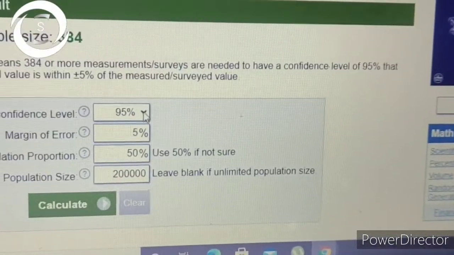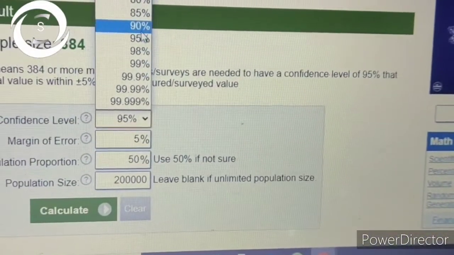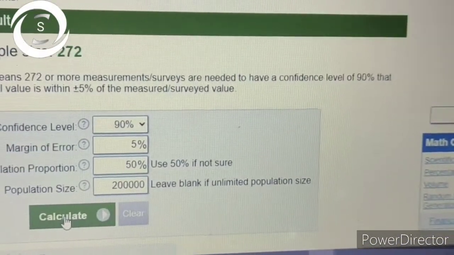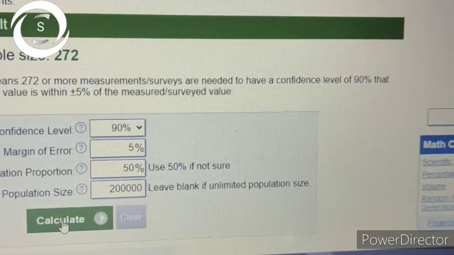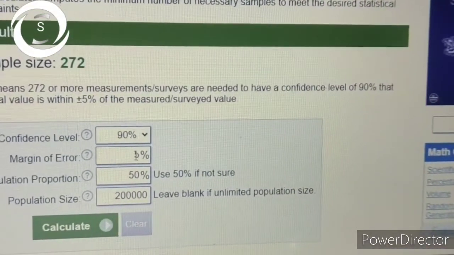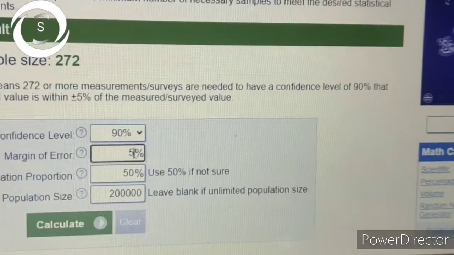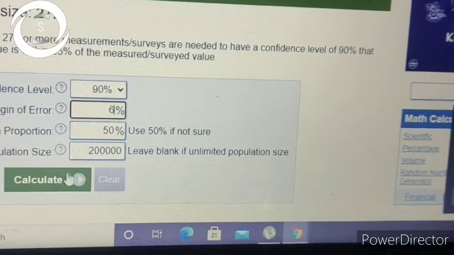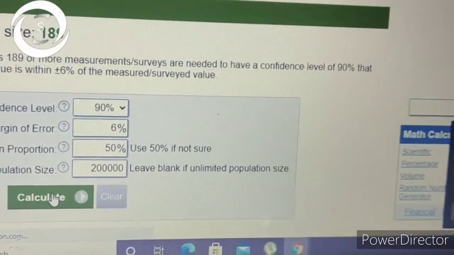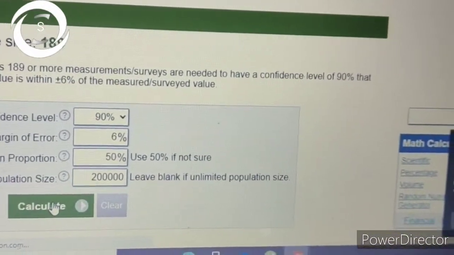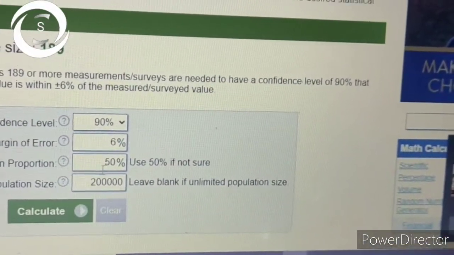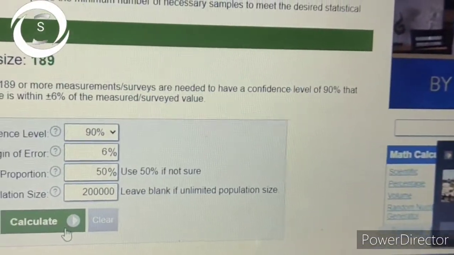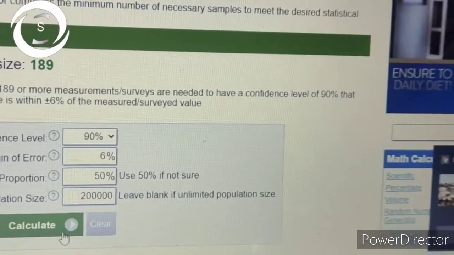Now make it 90% confidence level. It became 272. Margin of error, you can make it 6. It became 189. So you can play with all these, population, proportion and all these things. So I hope now that it has become simple.